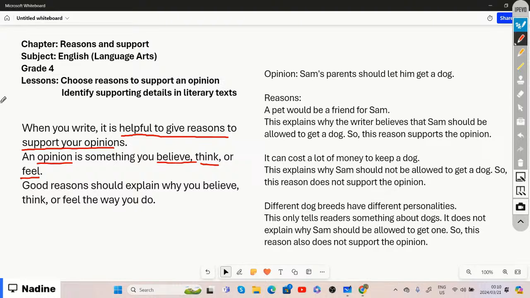All right. So if we're going to look at an example, here we have an opinion. It says Sam's parents should let him get a dog. So that is an opinion. It's like somebody saying that Sam's parents should let him get a dog, right?